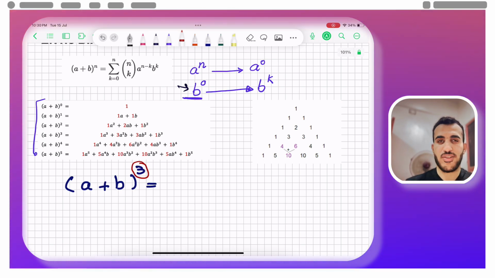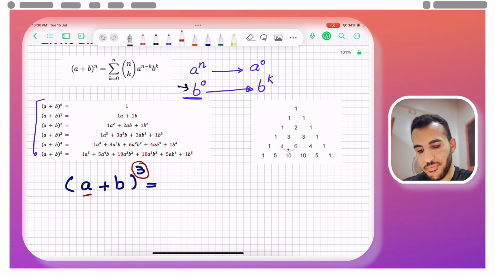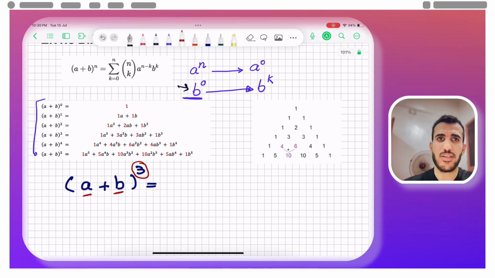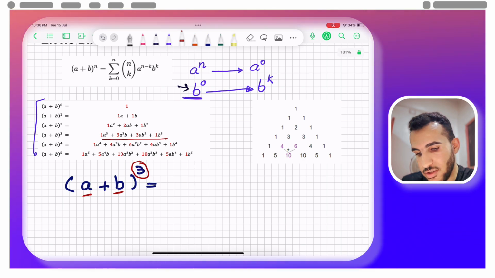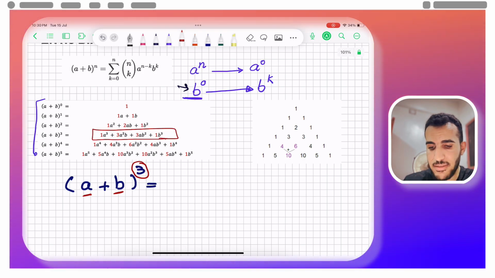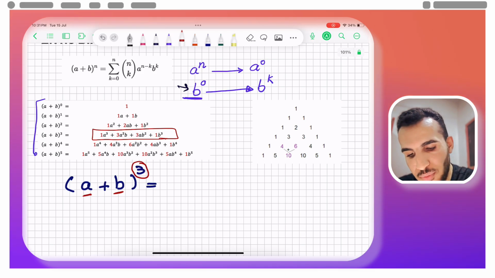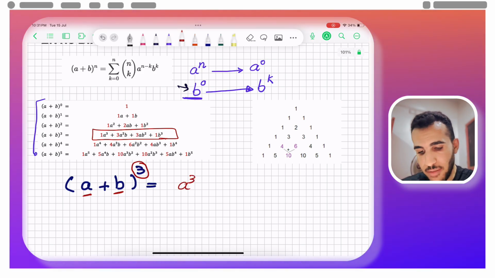By the way, all of the terms contain the same variables, a and b, so we have ab plus ab plus ab plus ab, repeated 4 times. This is the result. But in the last term we don't have a, because as I mentioned before, a starts with the n power, so it will be a to the power 3, and each time it decreases by 1 until it reaches a to the power 0. This is why we don't have a in the last term.